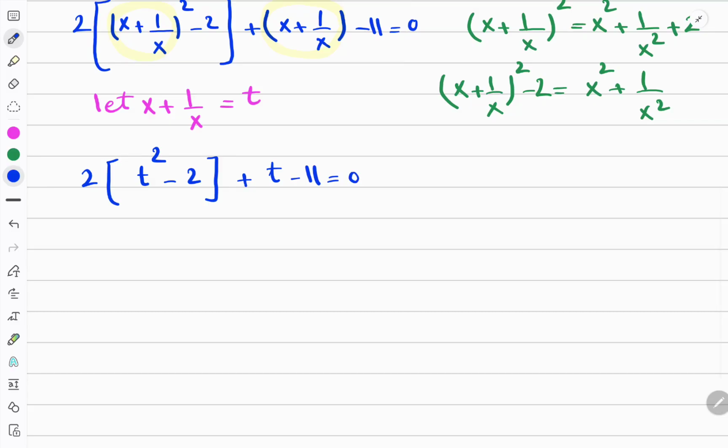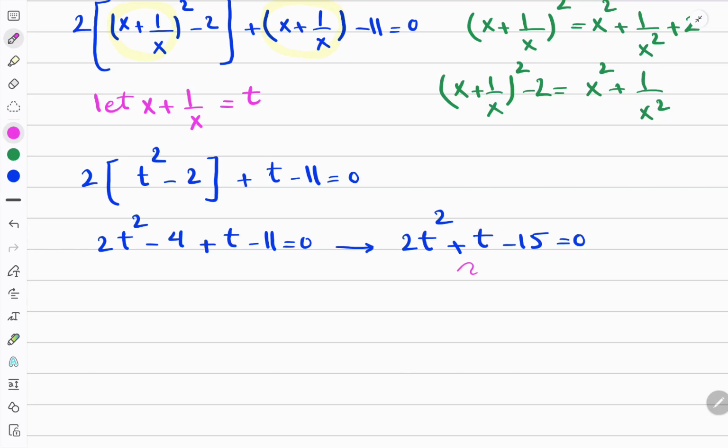So 2 times t squared, 2t squared, 2 times negative 2 is negative 4, plus t minus 11 is 0. So if we simplify this equation, we have a quadratic function. Negative 4 and negative 11 is negative 15. So I'm going to use quadratic formula to solve this quadratic equation.